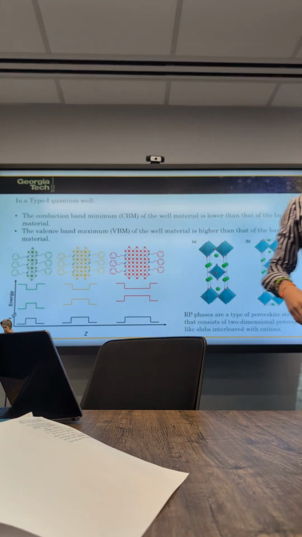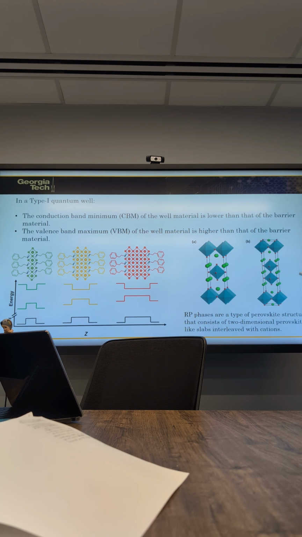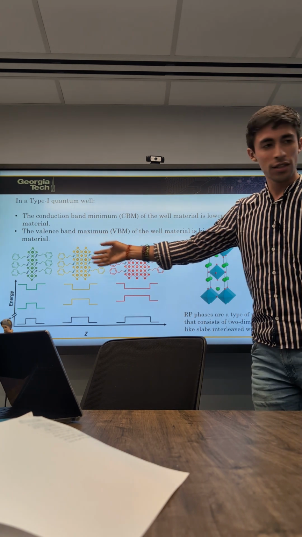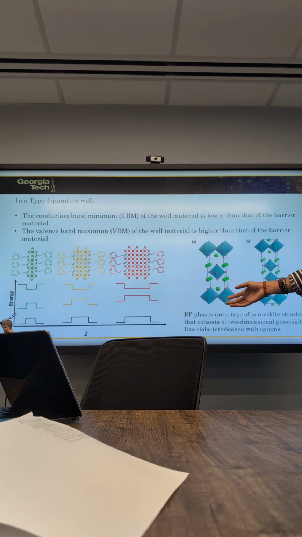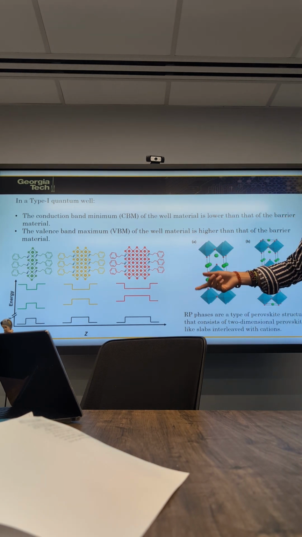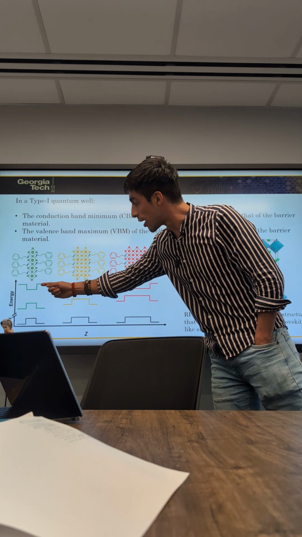Like the way you showed these, I actually thought maybe the second one is a type 2 and the third one is a type 3. No, all of these are type 1. I just see that the well is becoming smaller. But all of these are type 1, and type 2 is where the conduction and valence bands are different from the crystal.